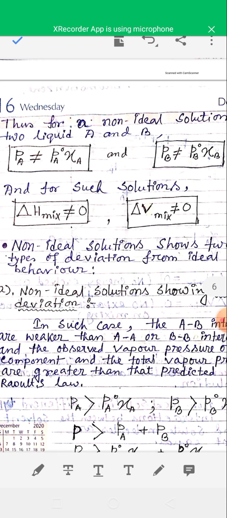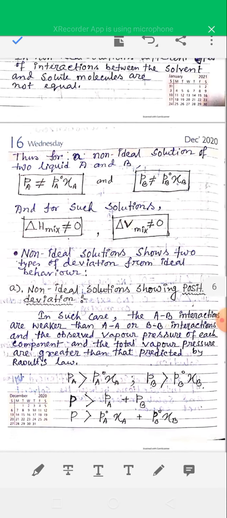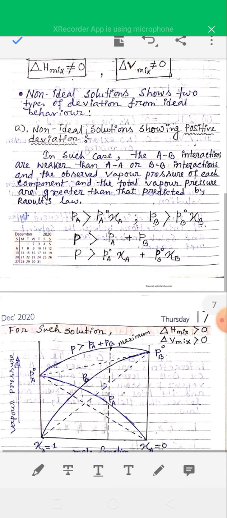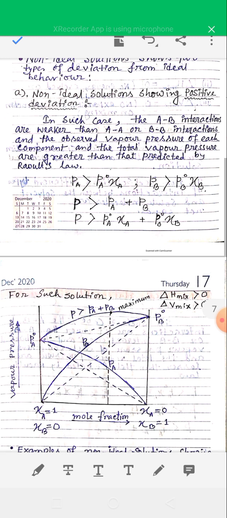Non-ideal solutions show two types of deviations from ideal behavior: one is positive deviation, another is negative deviation. So first see positive deviation, a non-ideal solution showing positive deviation.